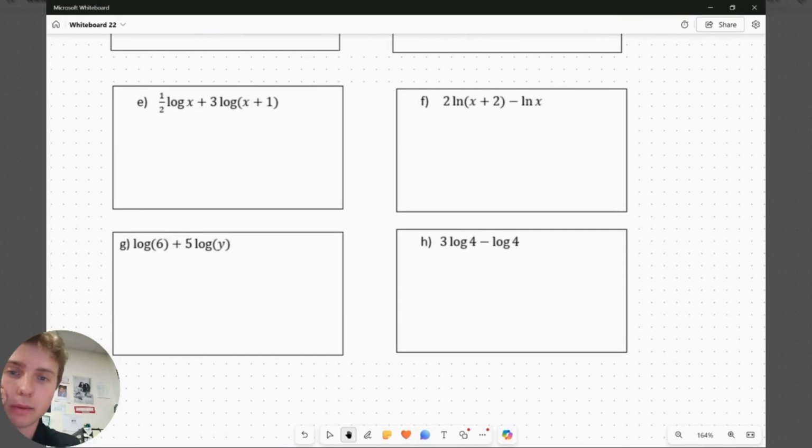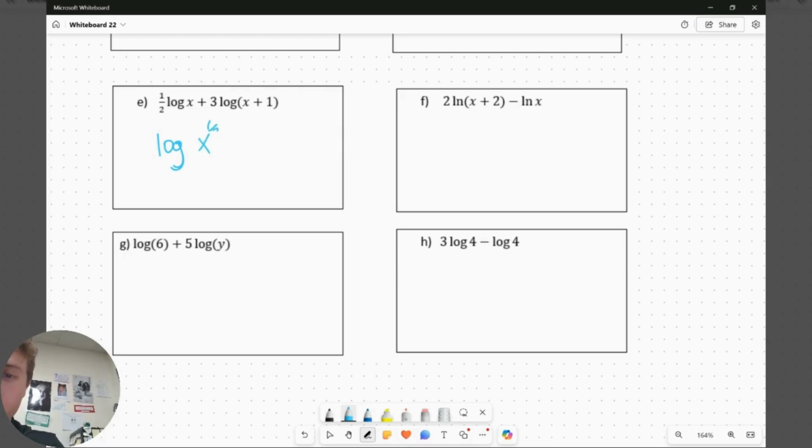Other ones, maybe you look at E, move the exponents to the inside. So the x has the 1/2 power. X plus 1 has the power of 3. Notice all of that is within that same log. Okay, same sort of idea.